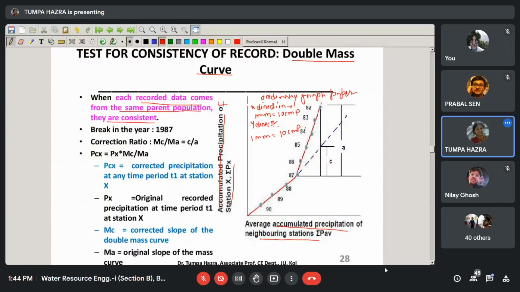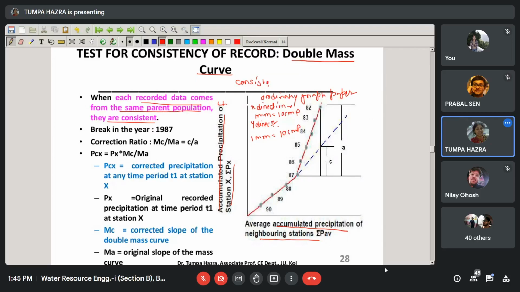After that you will plot and join the accumulated rainfall values by a straight line. Now, if you find that all the data fall in the same straight line, that means your data is consistent.